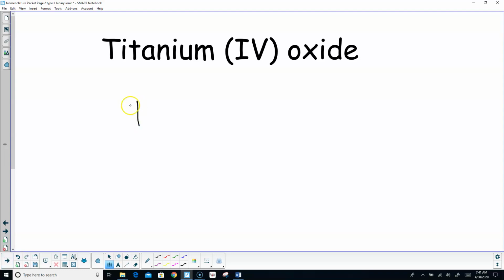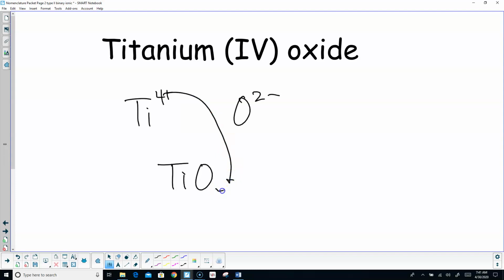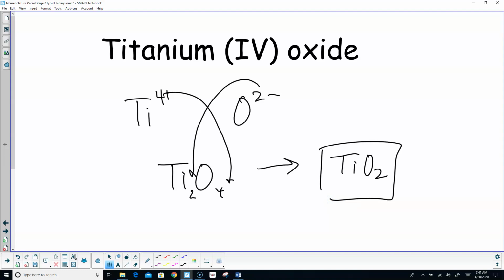Titanium 4 oxide. That tells me titanium in this instance is 4 plus. Oxygen is always 2 minus. Okay, 4 goes down here. 2 goes down here, but what you recognize, they're both divisible by 2. If you can simplify them, you must simplify them. And so this is going to be TiO2. Has to be simplified.